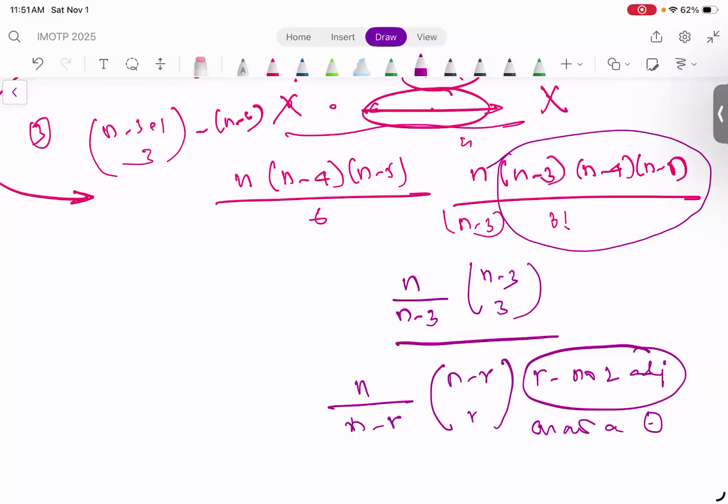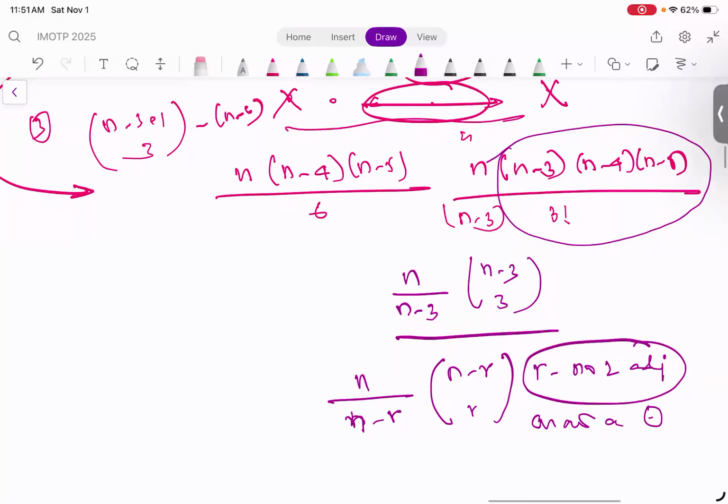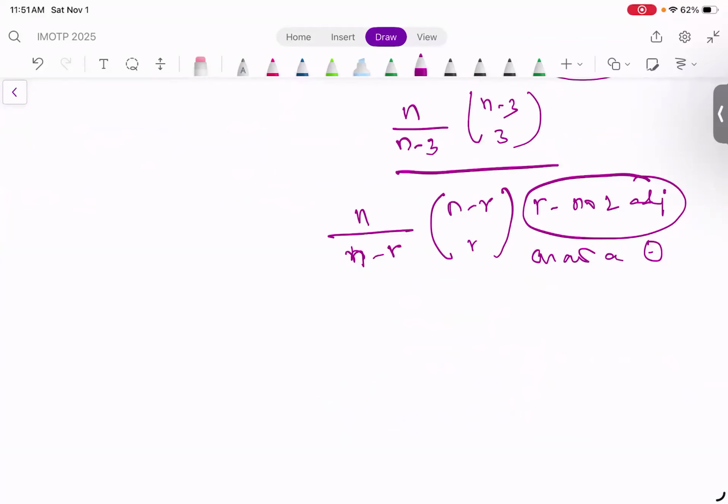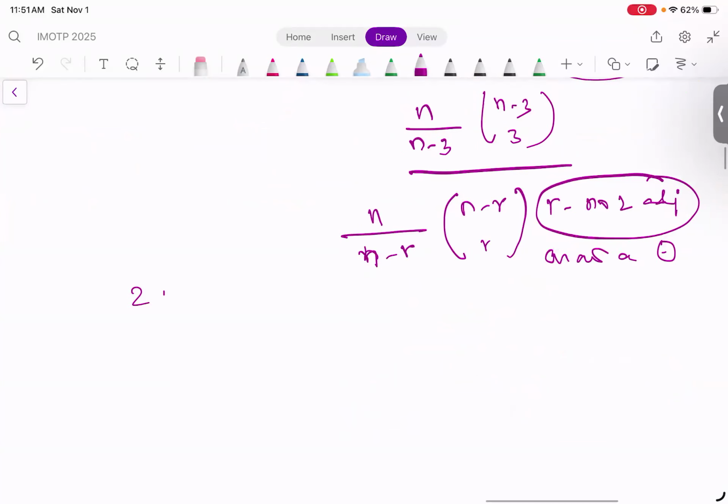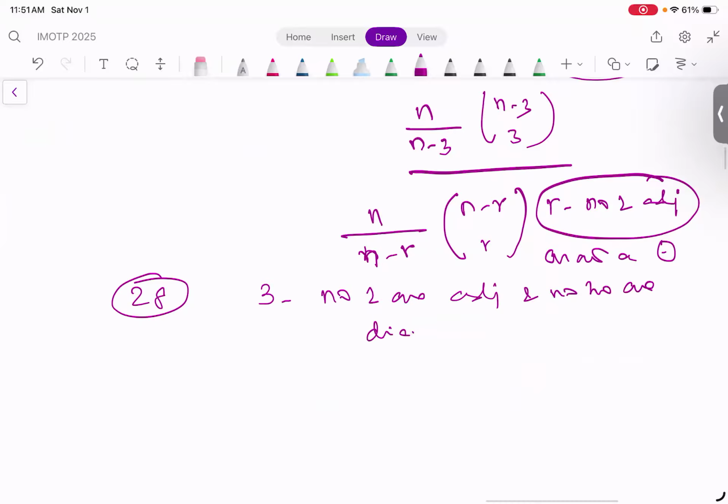Okay. Anyway, we will not go into this proof. We will just go back to our RMO 2015 problem. Now I have 28 of them. I have to choose 3 such that no two are adjacent and no two are diametrically opposite as well.